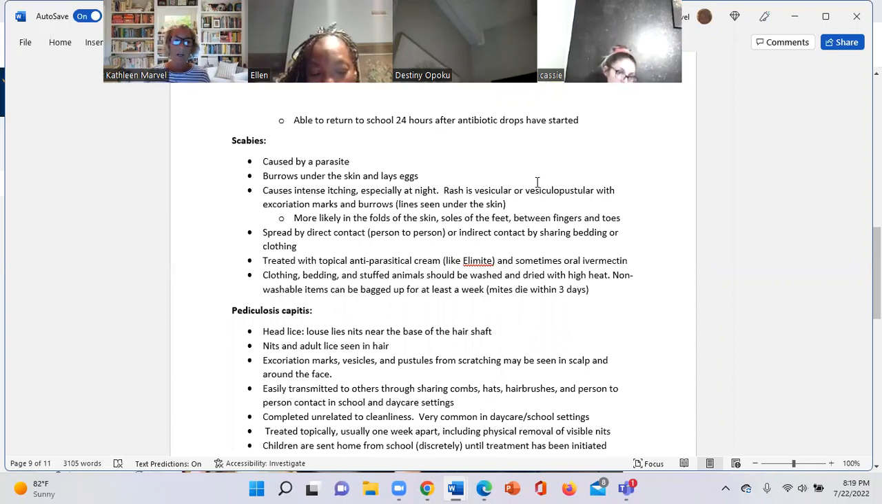And how does it spread? By direct contact, person to person, or indirect contact by sharing a bed or clothing. And what is it treated with? It's treated with an anti-parasitic cream and sometimes ivermectin. You've got to be careful. It requires a lot of education. The families need to know that the clothing, the bedding, everything needs to be washed and dried with high heat. Non-washable items can be bagged up for at least a week, because typically the mites die within a couple of days.